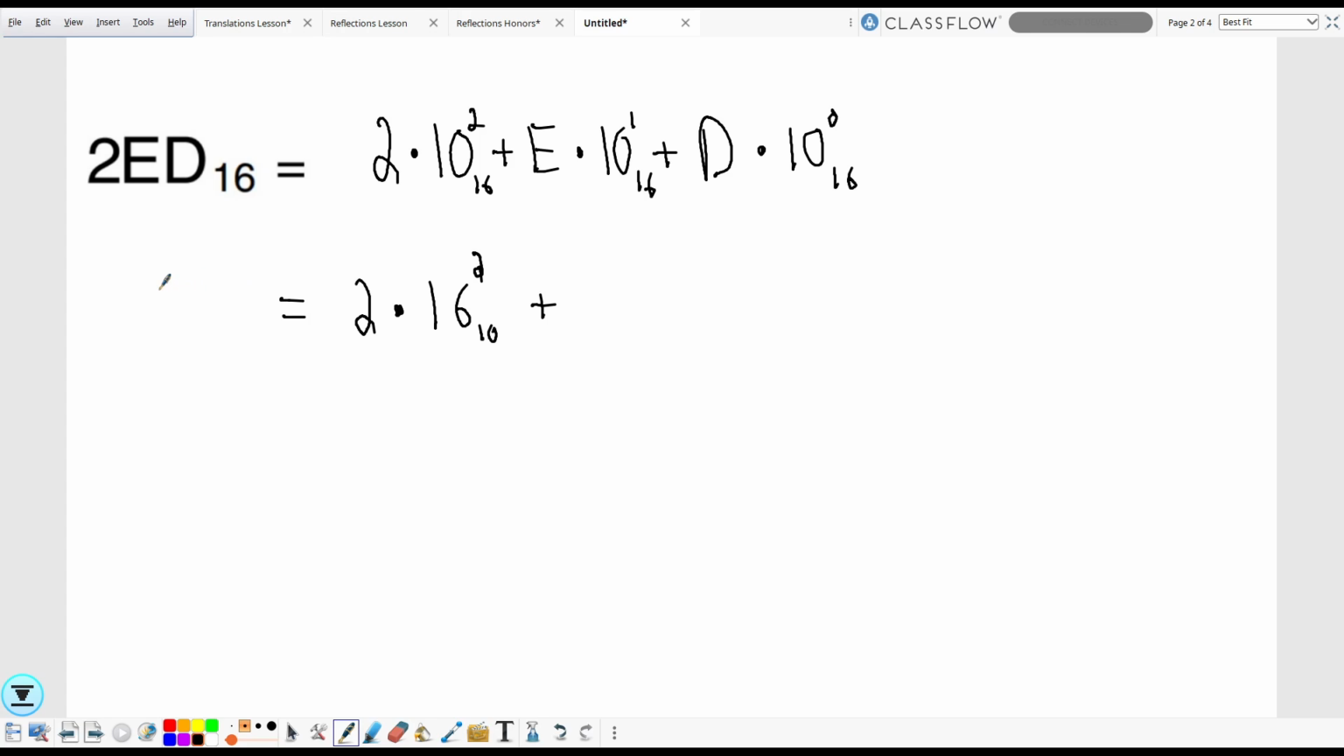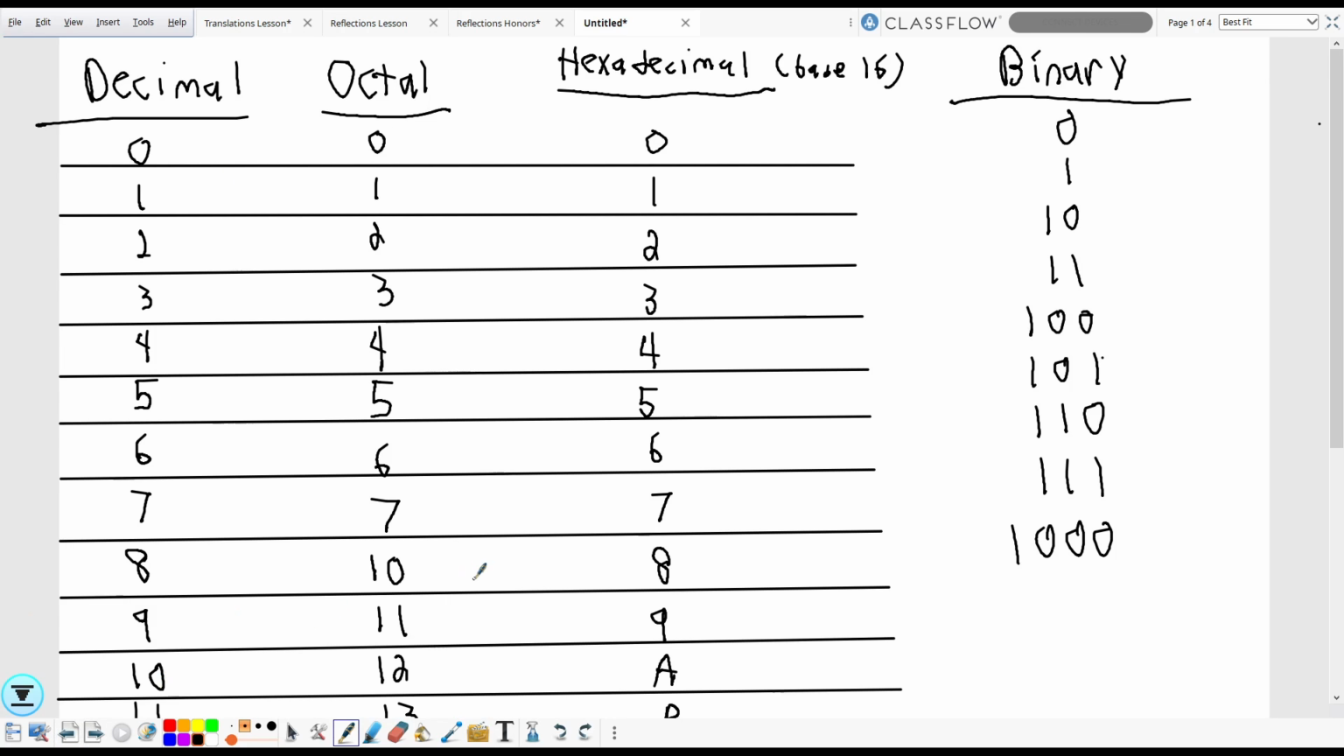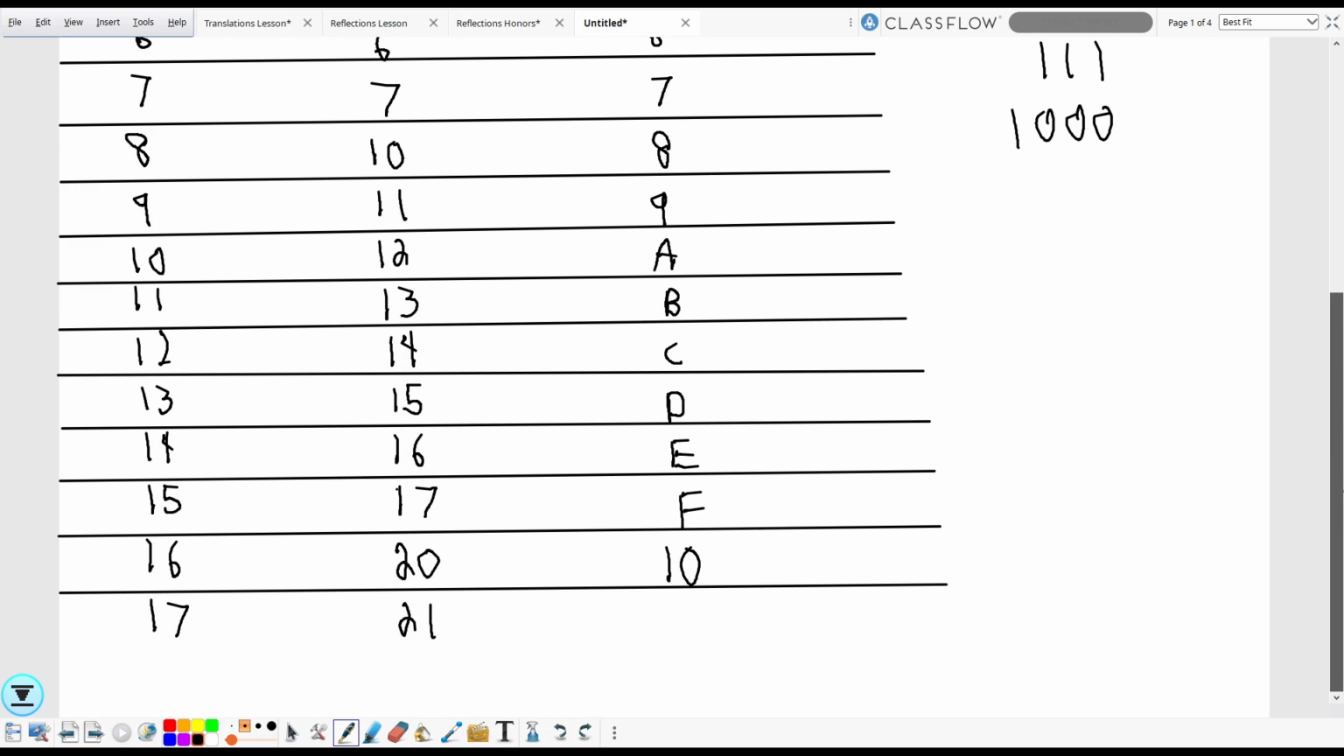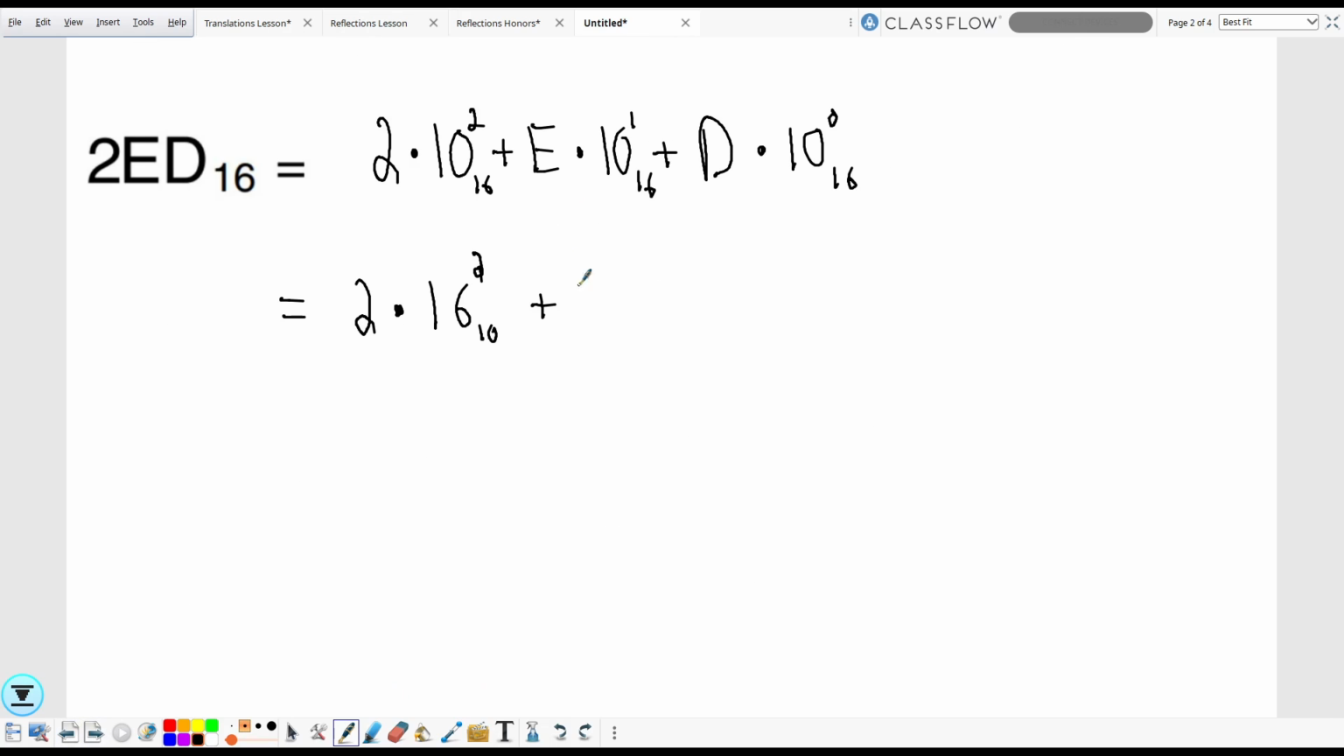Plus E. Well, all right, what's going on with that? If we look back, E in our number system is equivalent to 14. So I'm going to swap out the E with a 14, and then swap out the 10 with a 16 to the first power. Plus D, well, you can just count backwards. It's going to be 13 in our number system times 16 to the 0th power, base 10.